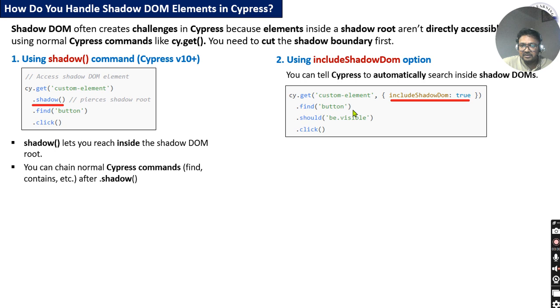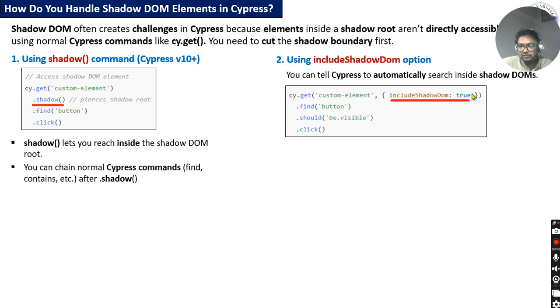Then you can just find the button, and if the button is visible, then perform click. So this is a different way of writing the automation script. Some people will wait for the element to load and be visible, then perform the actual action. So this is another way, using the include shadow DOM option.